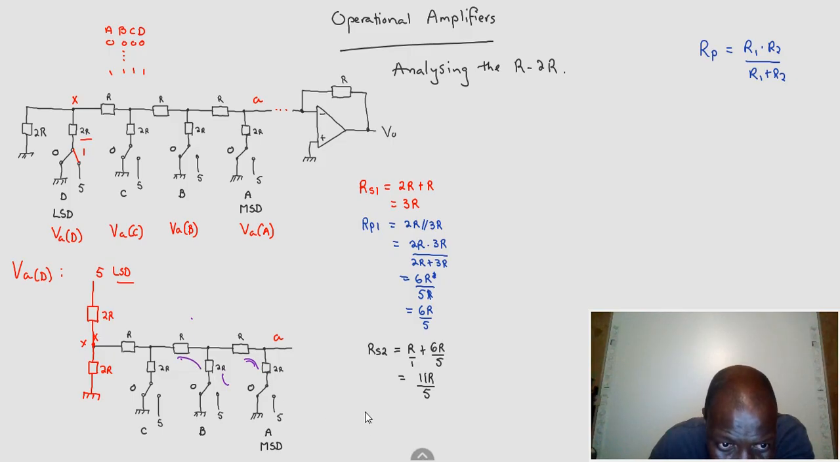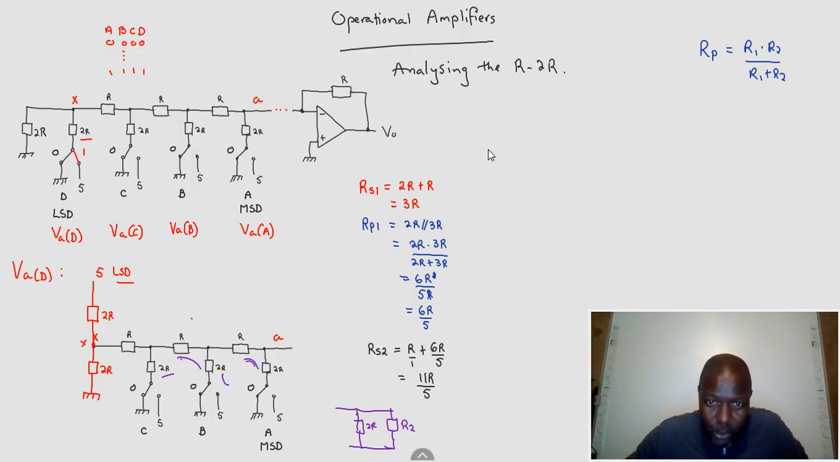R series 2 is now one value. This whole part is now called R series 2, but it's parallel to that 2R. Because they are connected there, once I replace this with R series 2, they both go to ground. So ground is a common place. This is our ground. So these are now parallel.